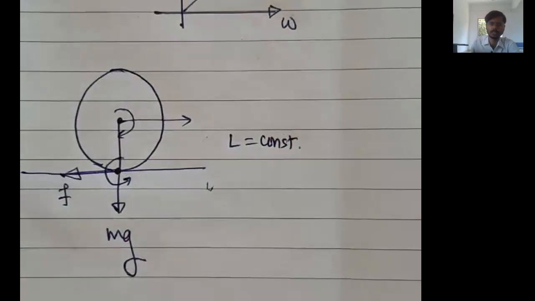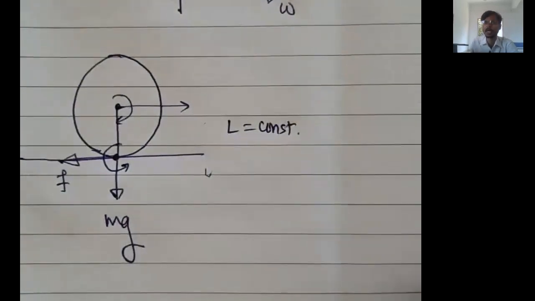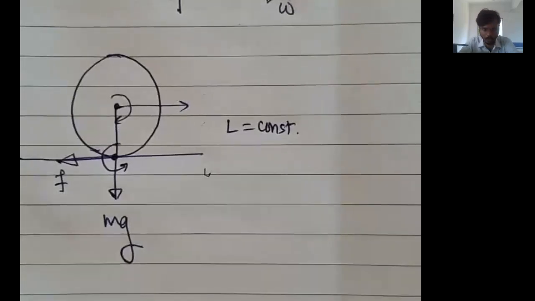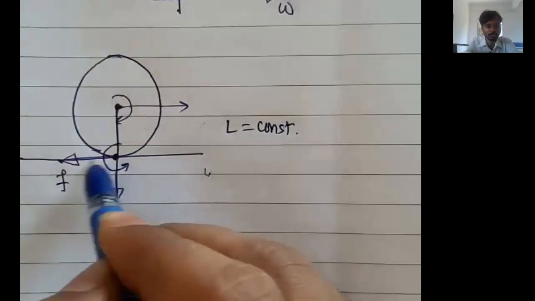For angular momentum to be conserved about a given point, torque about the given point must be 0. And to find out the torque, you need to find out all the forces acting on the body. Now, what are the forces acting on the body? There are only two forces. First is mg and second is friction.